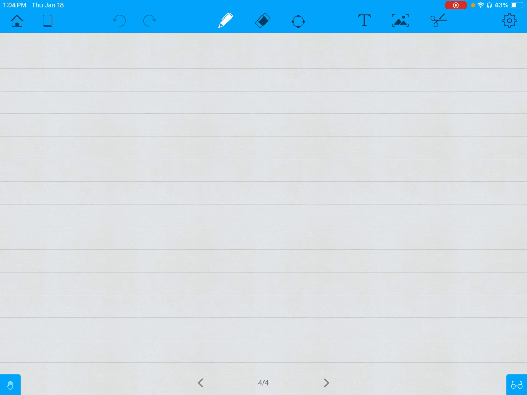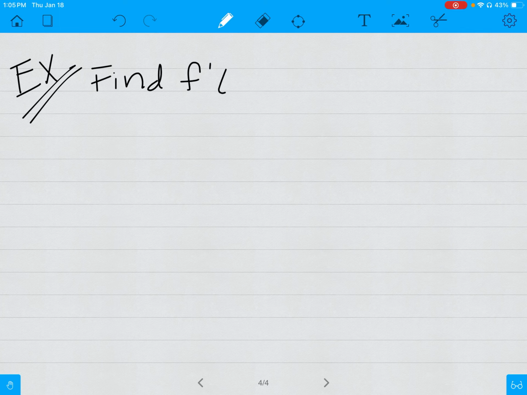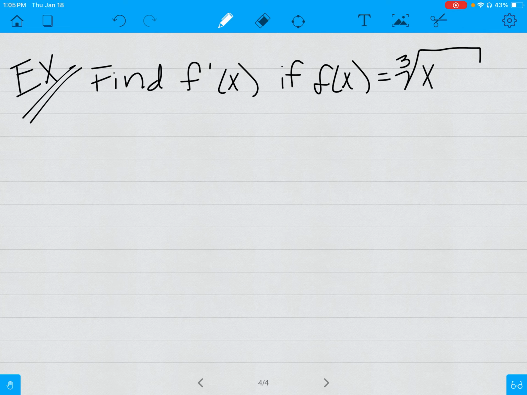Let's take a look at another example. We want to find f prime of x if f of x is equal to, let's say, the cube root of, I don't know, x to the fourth minus 3x plus 1. Okay, so let's say that's what we've got.